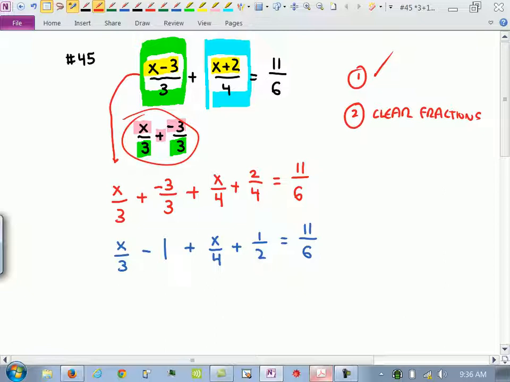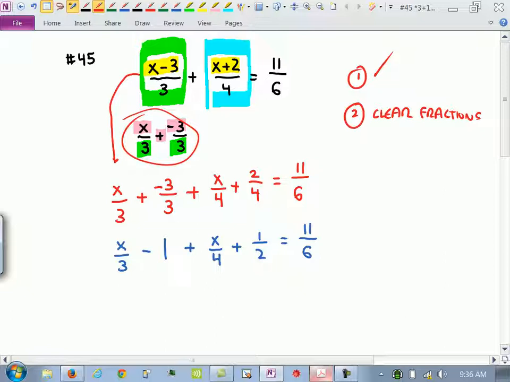What I really wanted to stress by doing it this way is to help you understand that what's in the green and the blue there actually can break into two fractions, because a lot of times we lose sight of what that is. So you can do it, yes.